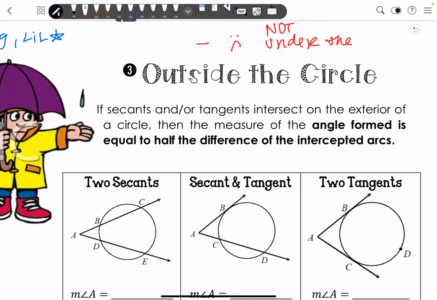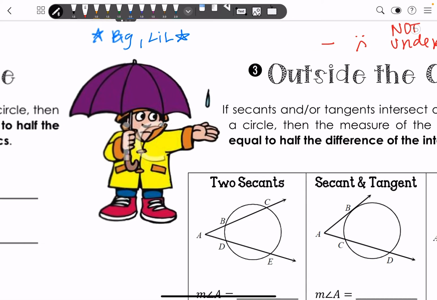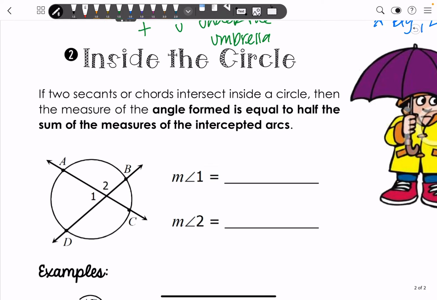when you're outside the umbrella. Or sorry, not under the umbrella. There we go. Because you are outside of the umbrella. So I want you to think about this little guy. Okay? Think about it. Are you under the umbrella or are you outside the umbrella? So it doesn't matter if it's two secants or if it's two chords that are intersecting. If they are intersecting inside a circle, the angle formed is going to be equal to half the sum, meaning we're adding, the measures of the intercepted arcs.